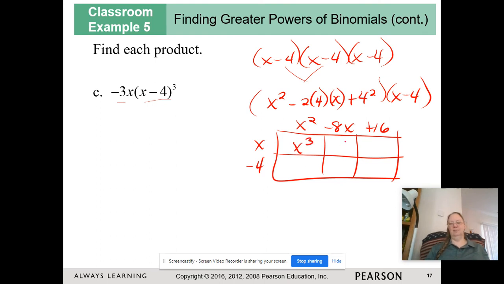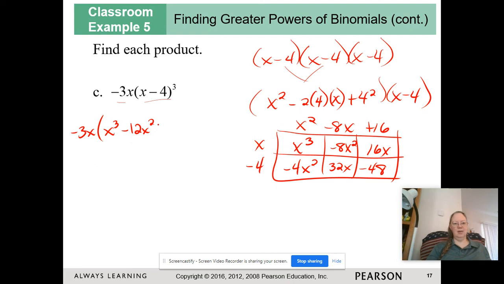Okay. Minus 4x squared, 32x, and 48. So I've got my negative 3x, and I've got my x cubed. Negative 12x squared. 48x minus 48. And now distribute.